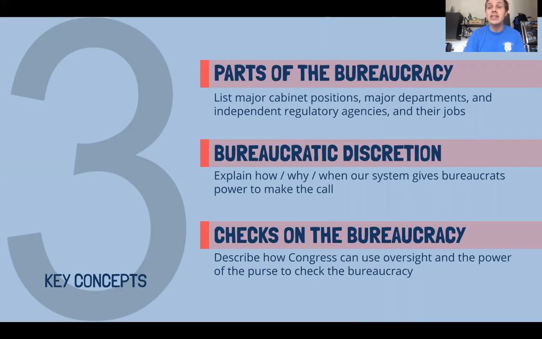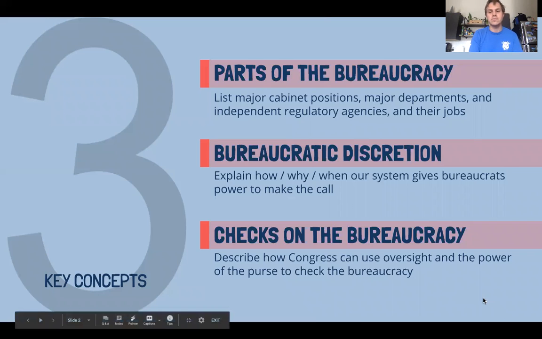And finally, the checks on the bureaucracy. What happens when the bureaucracy gets out of control? How can Congress step back in to take some of that legislative authority? 2 checks you're going to want to be able to describe really well: oversight and the power of the purse.